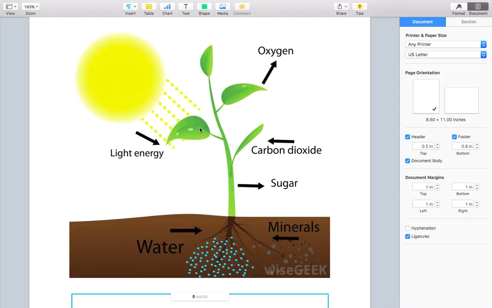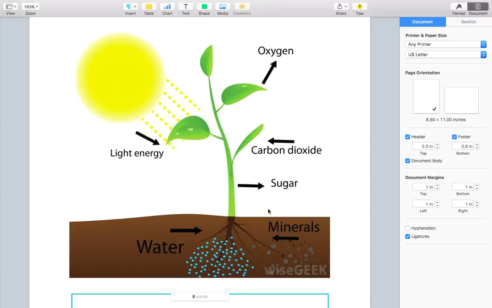And in this process, it's producing oxygen. So oxygen is a product. Sugar is also a product. And here, what it needs to perform this process, it needs light, energy, and water, and also some other minerals.